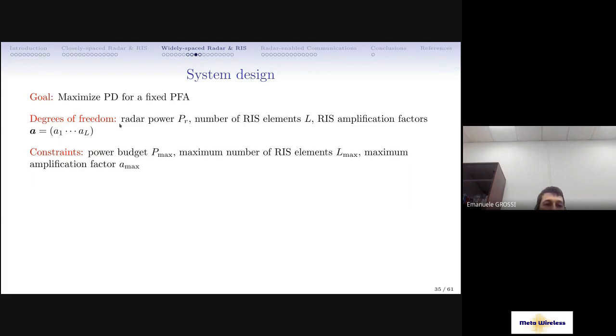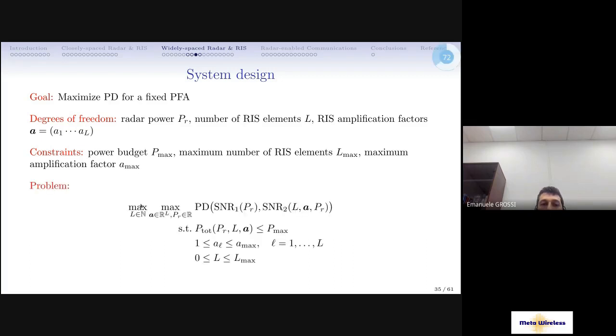The degrees of freedom are the radar power at the radar, the number of RIS elements L, the RIS amplification factors cast here in the unique vector a, and the constraints are on the total power budget P max, the maximum number of RIS elements, L max, and the maximum amplification factor, A max. The problem is then that of maximizing the probability of detection under these constraints here.